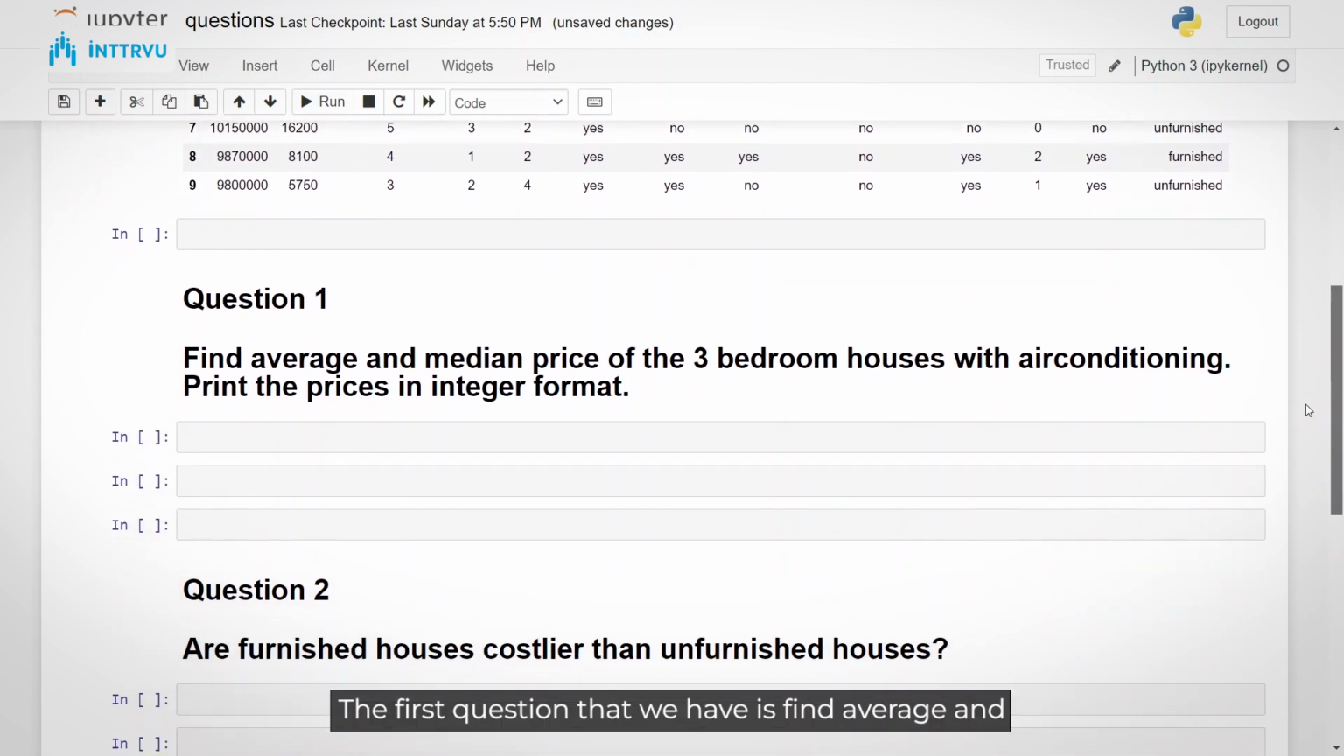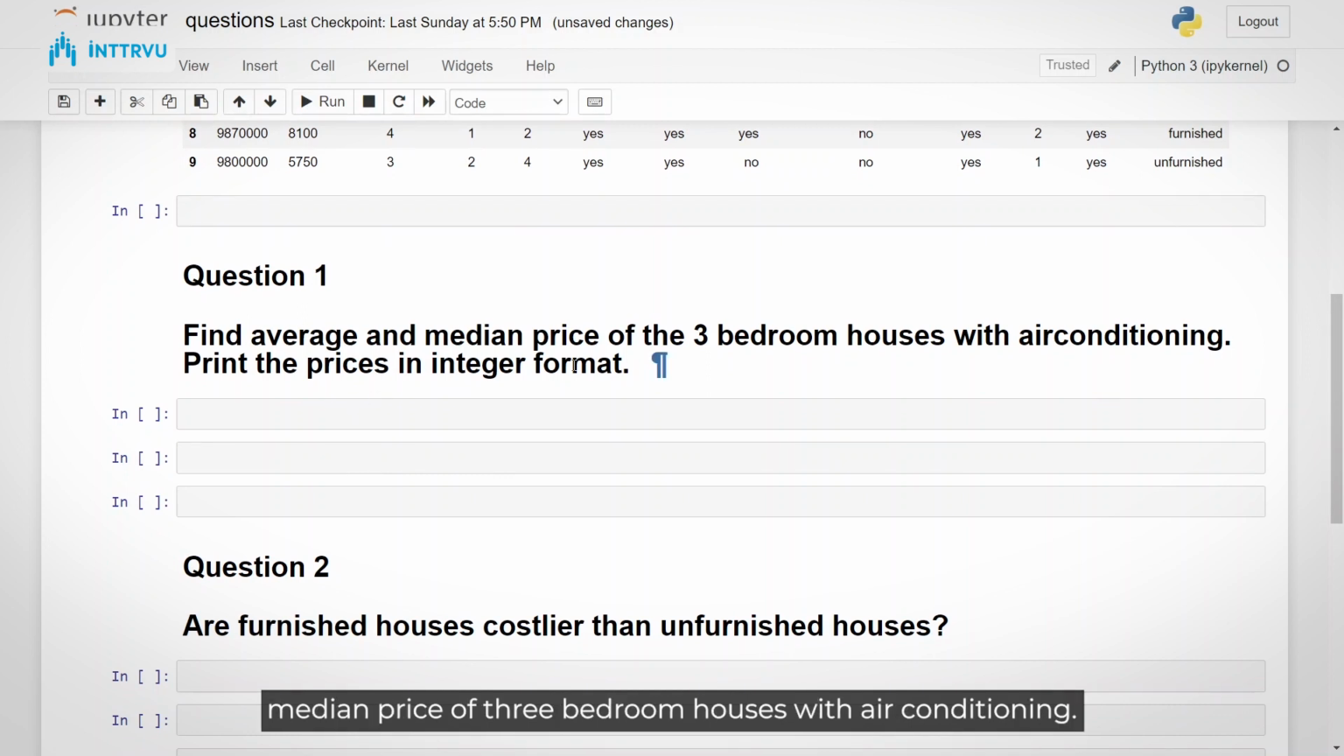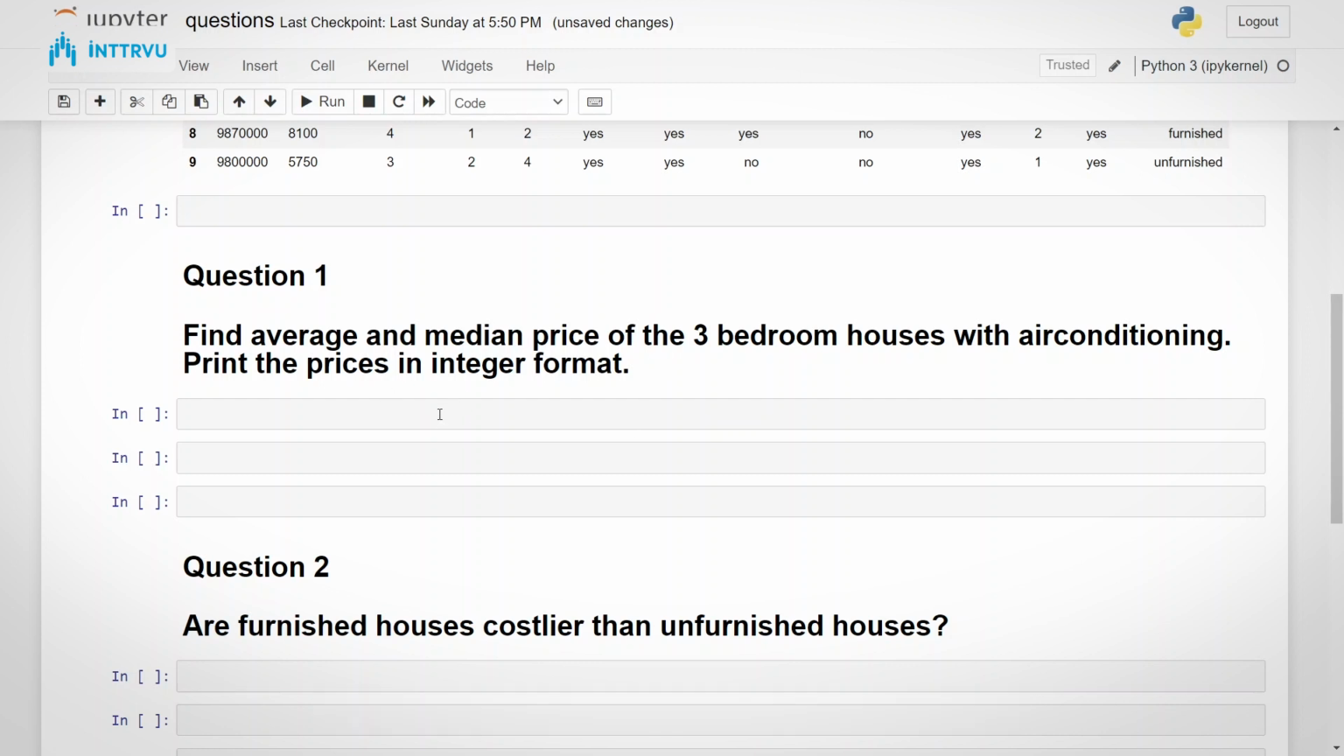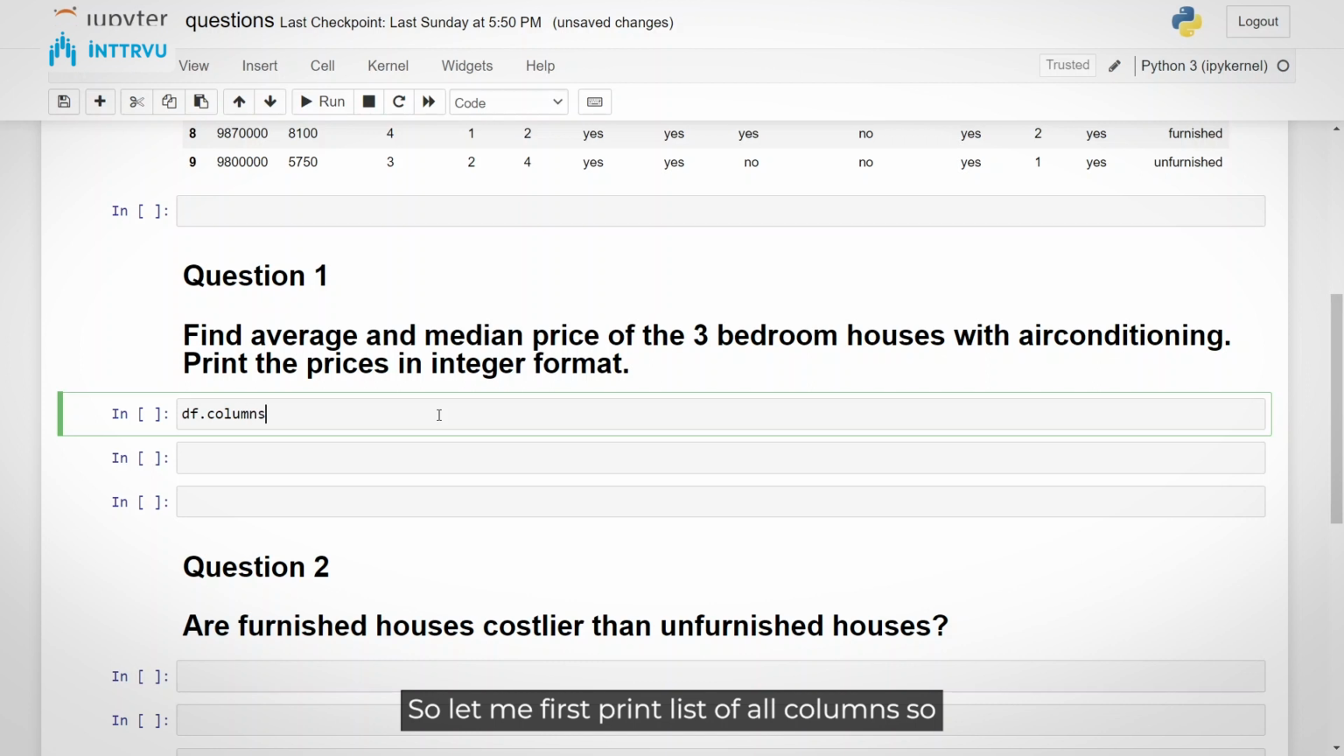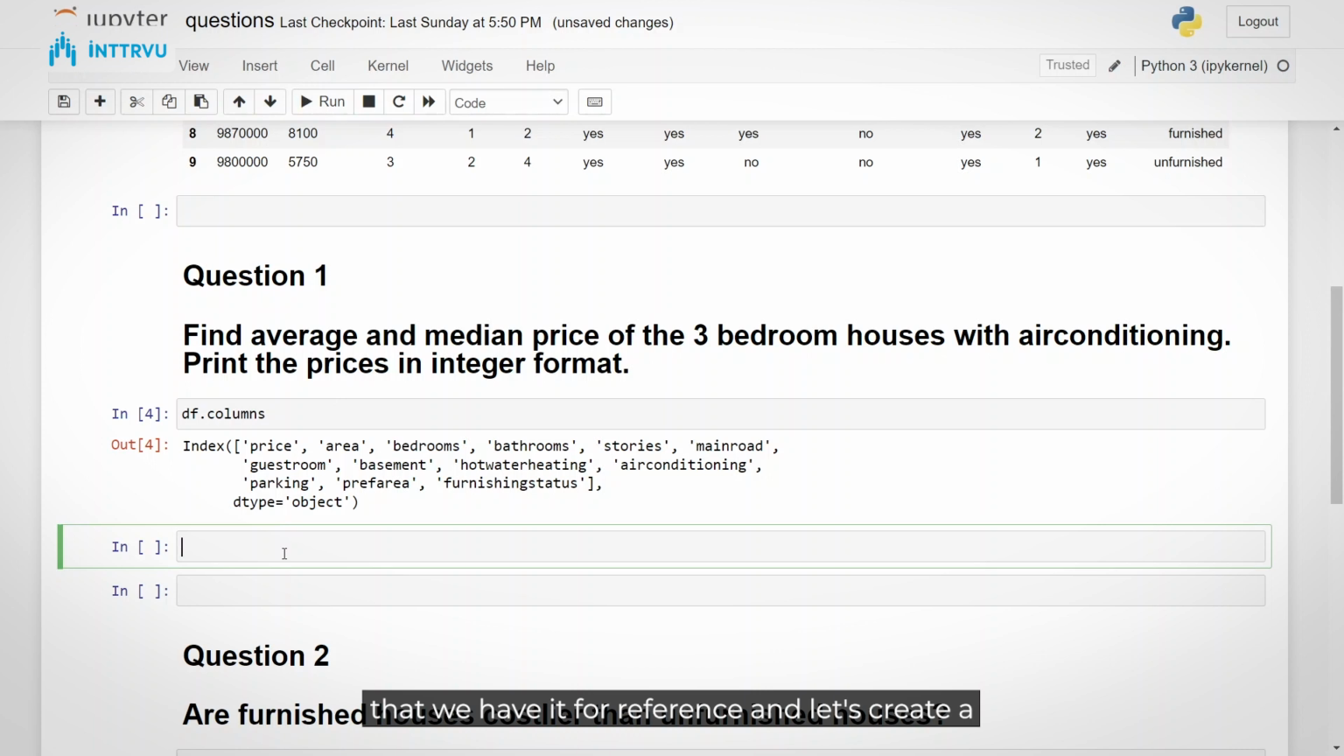The first question is: find the average and median price of 3-bedroom houses with air conditioning. First of all we need to identify the houses which have 3 bedrooms and air conditioning, and then for them we have to find the average and median price. So let me first print the list of all columns for reference, and let's create a new data frame data. In that we would get all the houses with 3 bedrooms first.